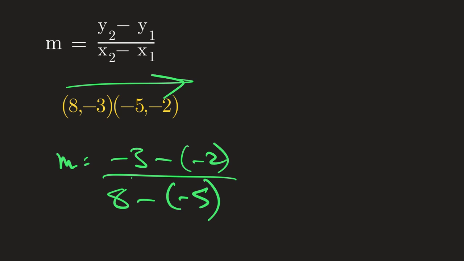What happens to minus a negative? What happens right here? It becomes a plus, that's right. So up top, what you've really got is negative 3 plus 2. What is negative 3 plus 2? Negative 1. And on the bottom, 8 minus negative 5 is really 8 plus 5, which is 13.